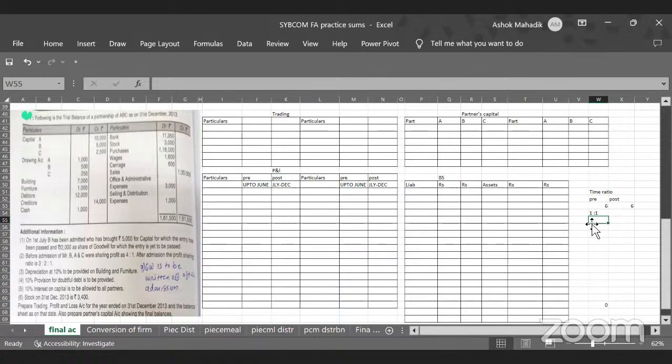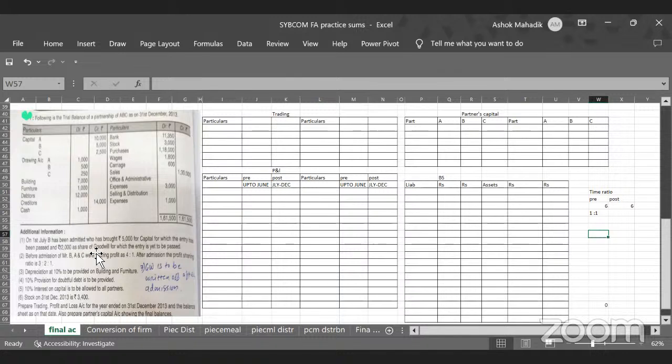Sometimes we have selling expenses, bad debts. These expenses depend on sales. So we may have to make a sales ratio, but only if details about sales in pre and post column are given. Now let us read the sum.